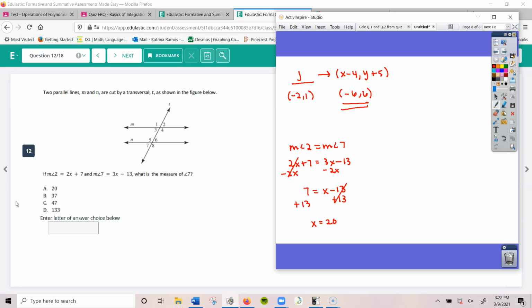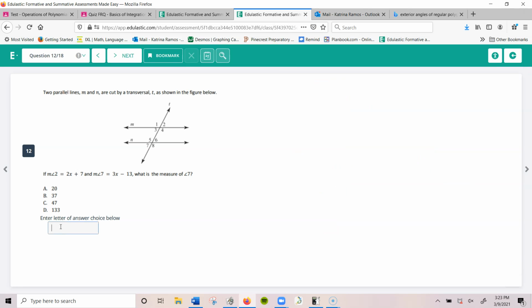Now be careful because 20 is an option. However, it's asking for the measure of angle 7. So we have to take this x value and plug it in to angle 7. Angle 7 is 3x minus 13. So I plug in that x is equal to 20. So 3 times 20 minus 13. 3 times 20 is 60, and 60 minus 13 is 47. So the correct answer here would be C.